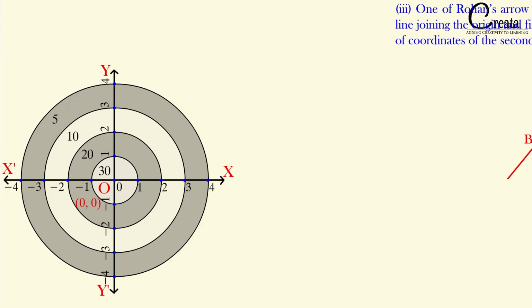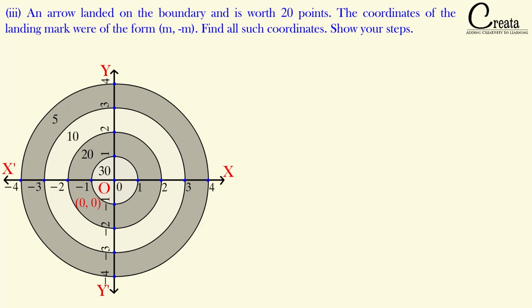Let's move to the next part of the question. It is given an arrow landed on the boundary and it is worth 20 points. It means the arrow has landed on this boundary. On this boundary, the point awarded is 20 points. The coordinate of the landing point is given as (m, -m), and we have to find the coordinate of this point.